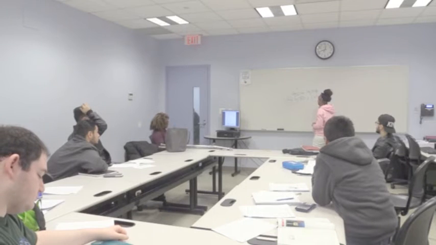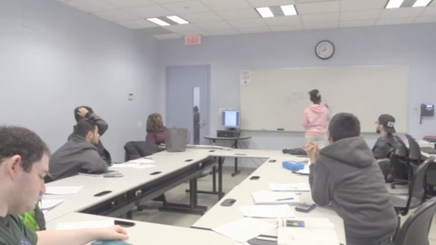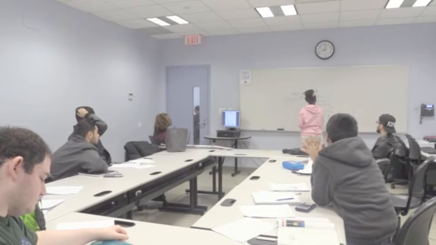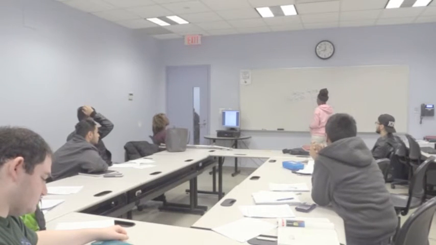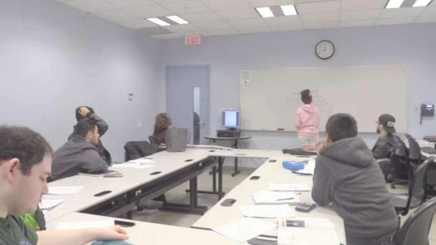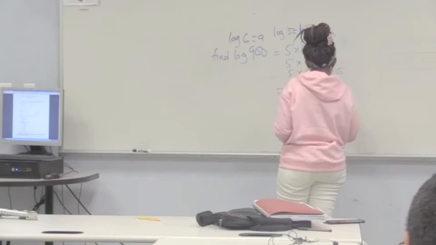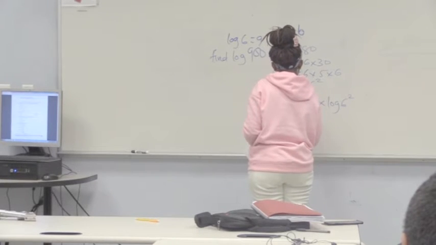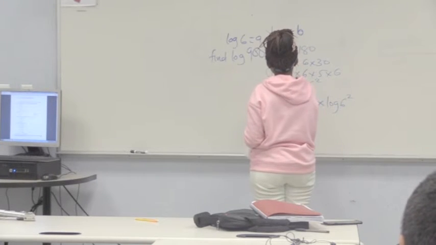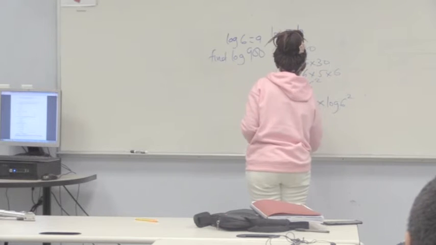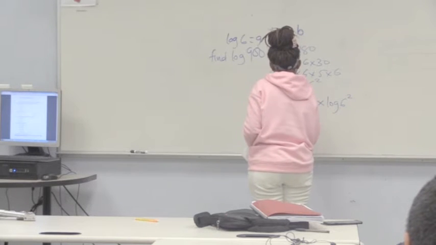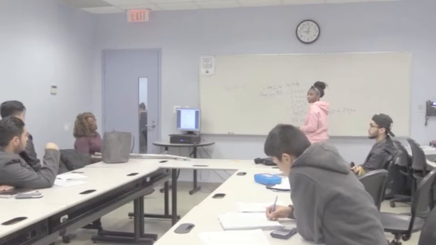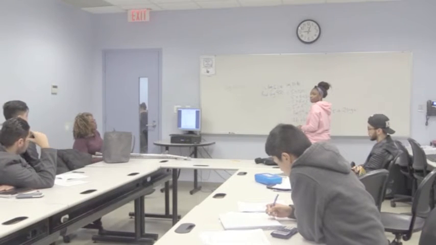5 times 6. So that is 5 squared, 6 squared. Okay, so now go make it nice with the problem. Have 2, 6 squared. Okay. So that would be 2, because log 5 is b. So 2b plus 2b. We say log 5 plus log 6.